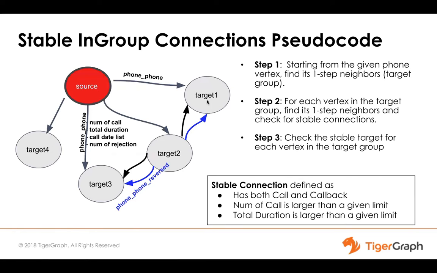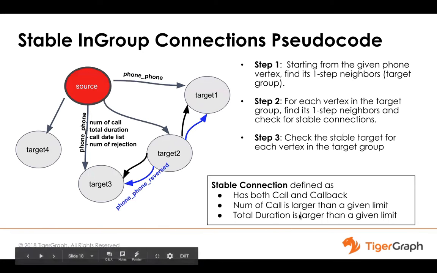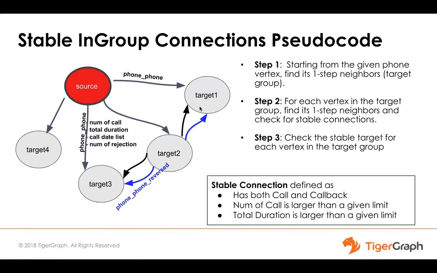So instead of sending counts, we can use a map to record its neighbors. If we traverse the phone edge, we store the phone edge information in this map with the target ID as a key. If it traverses the phone reverse edge, we store the phone reverse edge information in this map and record it with the same ID. Then at the end, we look at each target and its map, and check for each neighbor in the map whether it has two types of connections that fulfill those two conditions. If so, then we have a stable in-group connection with another target.